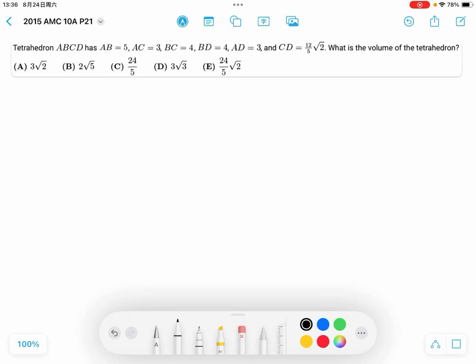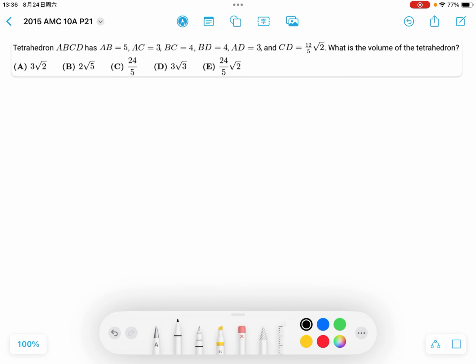So, tetrahedron ABCD has AB equals 5, AC equals 3, BC equals 4, BD equals 4, AD equals 3, and CD equals 12 over 5 times root 2. What is the volume of the tetrahedron? We have A, B, C, D, E, 5 options here, and this is 2015 AMC 10A problem 21.